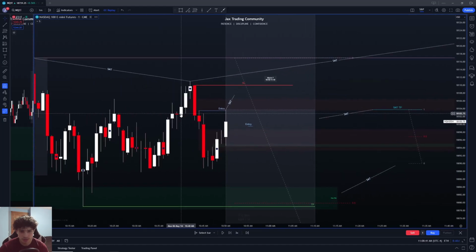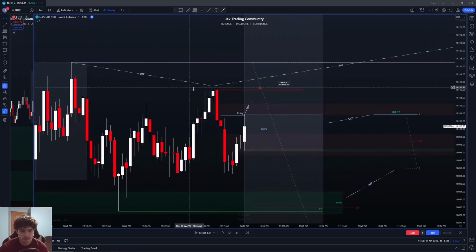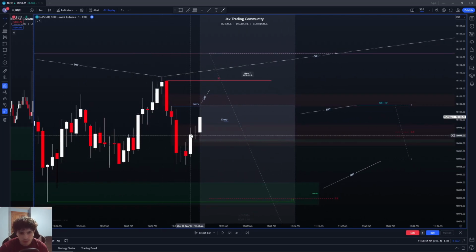So here's a couple things to note. After this SMT, we want to find some sort of entry. We can find an entry with this SMT to head down to this liquidity. So right here, with this macro, price ends up coming up to this fair value gap. So you can take an entry right here at this fair value gap to then head lower.